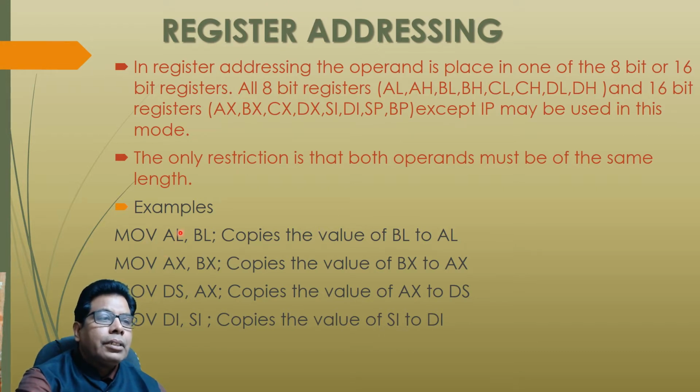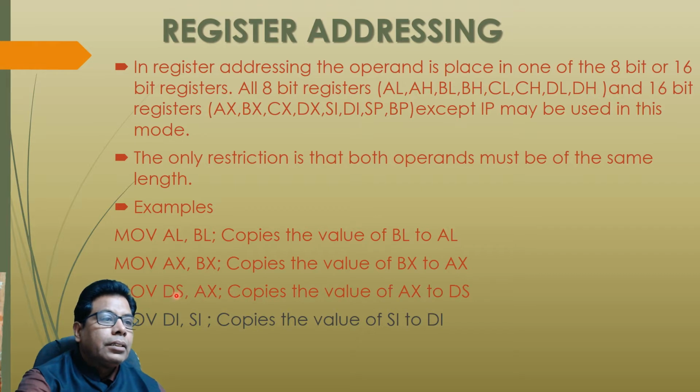Now if you see the examples, first example is MOV AL, BL. Now here both the operands are 8-bit. So BL is 8-bit, AL is 8-bit. So this is a valid instruction. So it will copy the value from BL to AL. So this is the source, this is destination. Then next is MOV AX, BX. Here both the operands are 16-bit. So it will copy the value of BX to AX.